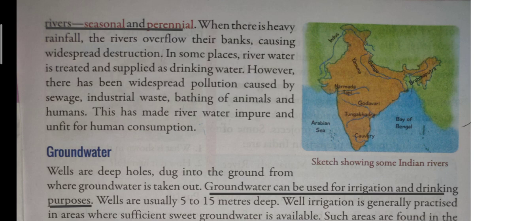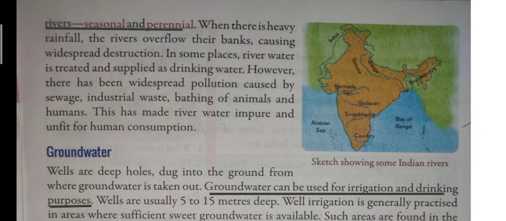Let us read further now. In some places, river water is treated and supplied as drinking water. However, there has been widespread pollution caused by sewage, industrial waste, bathing of animals and humans. This has made river water impure and unfit for human consumption.